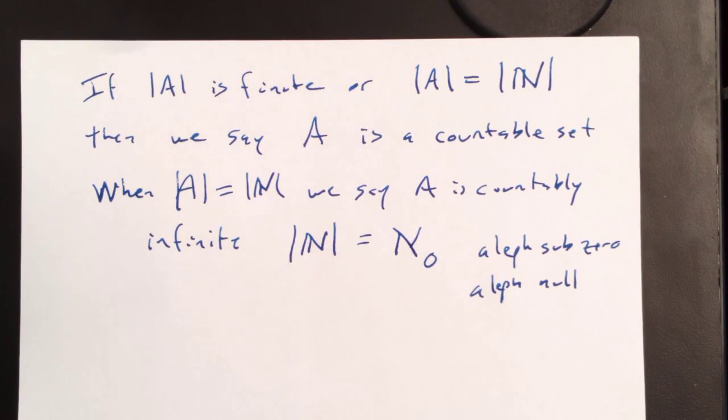Why can't you just say it's infinity? Because there are different infinities. This is the first one. This is a countable infinity. Infinity is weird. Here's a question for you. Here are two sets.